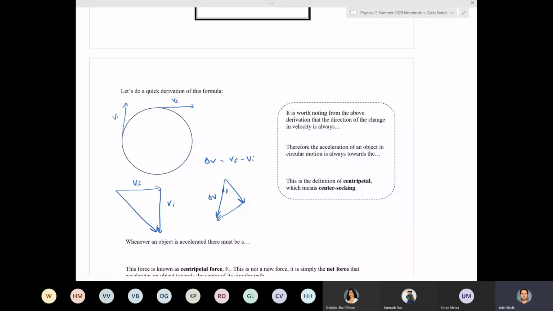Okay, so you'll notice how, if I have VI and VF, the change in velocity, which occurs in the middle, is pointing to the center. Notice how this delta V is pointing to the center. So wherever you draw it, the change in velocity is going to be pointing towards the center. So change in velocity is always pointing towards the center of the circle. Therefore, the acceleration of an object in circular motion is always towards the center.